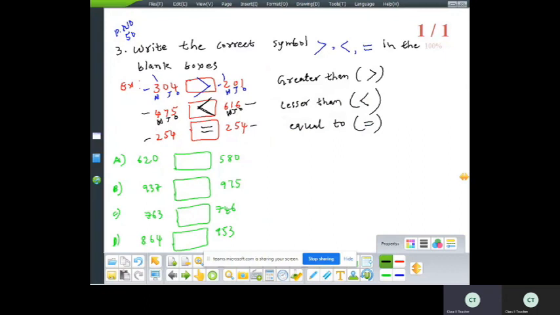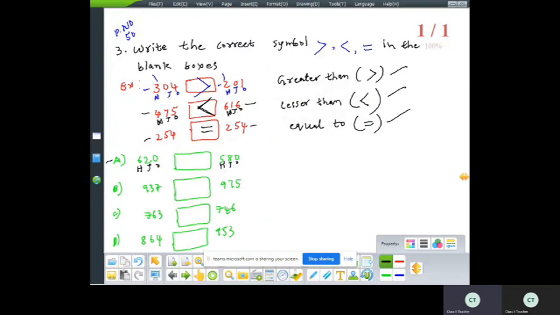Now using these 3 definitions, we have to insert the greater than symbol, lesser than symbol, or equality symbol in questions A, B, C, D. Now question A: the given numbers are 620 and 580. First, we look at the place values 1, 10, 100. Here also 1, 10, 100. The digit in the hundreds place is here 6, here 5. From 6 and 5, which is the biggest number? 6 is the biggest number.